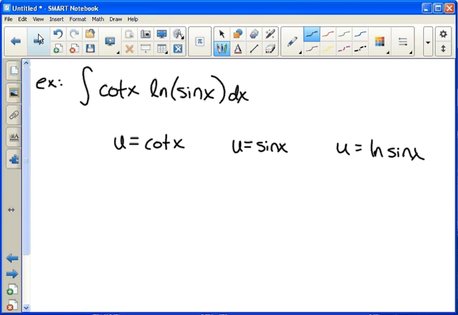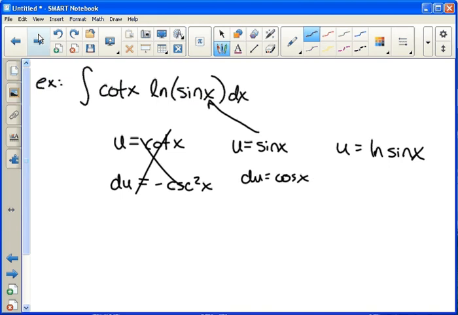Well, the derivative of cotangent is negative cosecant squared x. So let's see. If I plug U into cotangent right there, this looks nothing like this. So that's no good. Not going to work. Okay, if U is sine x, then du is cosine x. So if I plug sine in there, I get natural log of U, okay? And cosine is not cotangent, so that's not a match either. So that's no good. So let's hope this last one works better.